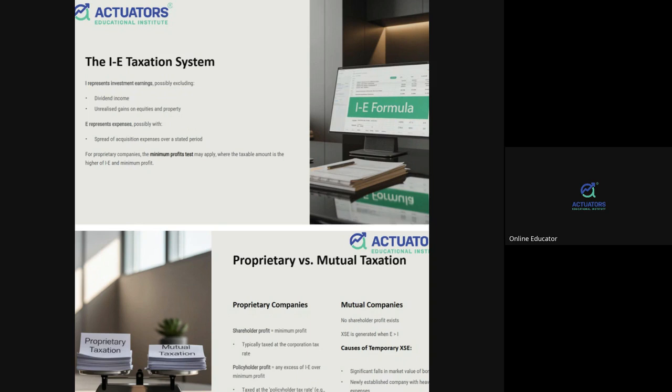Now, the next thing that you look at is what is your I minus E, right? If this I minus E is greater than the trading profit you have determined, the balancing figure becomes policyholder profit. Correct? Yeah. And that balancing amount is taxed at the individual tax rate, the basic individual income tax rate, right? If that I minus E is lower than the trading profit or the minimum profit you determine, there is no policyholder tax component. Make sense, guys? Any questions there?